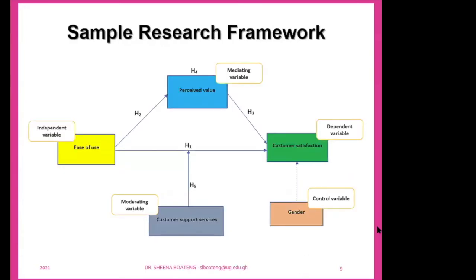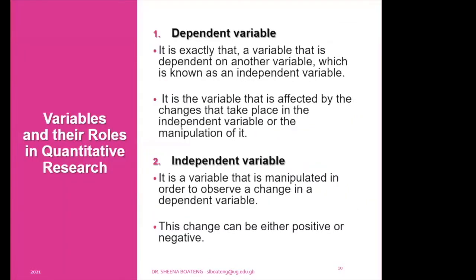So what you're seeing in front of you right now on the screen is a sample research framework that shows various hypotheses, right, that predicts the relationship between different variables. So you can see that the variables are labeled depending on the position they are in and the role that they are playing. So based on that, from the framework, we can see that we have about 5 main kinds of variables. We have independent variables, dependent variables, mediating variables, moderating variables, and then we have control variables. And we're going to explain each of them one after the other to understand the role that they play.